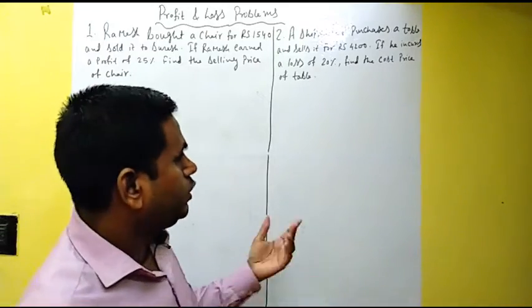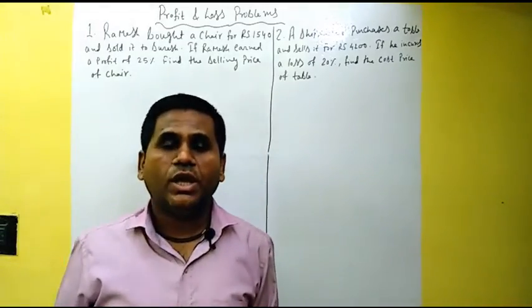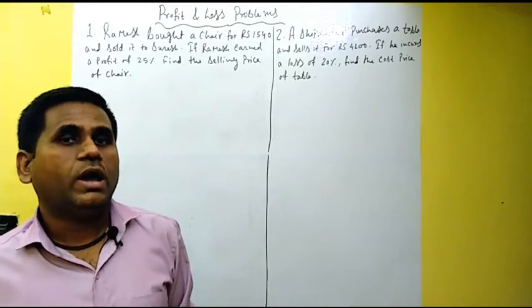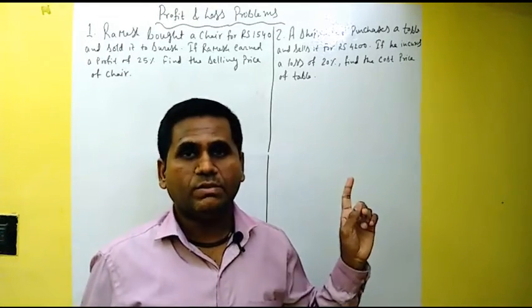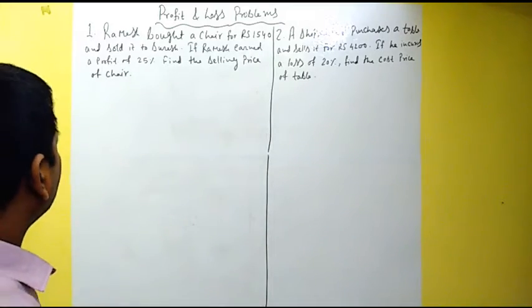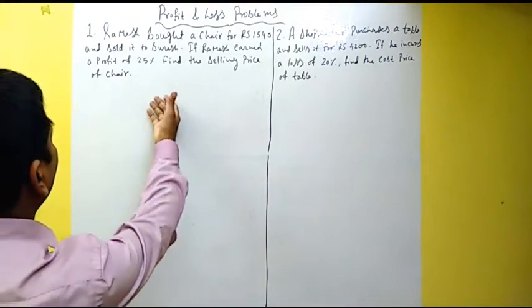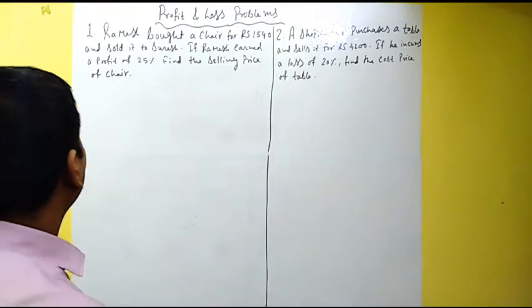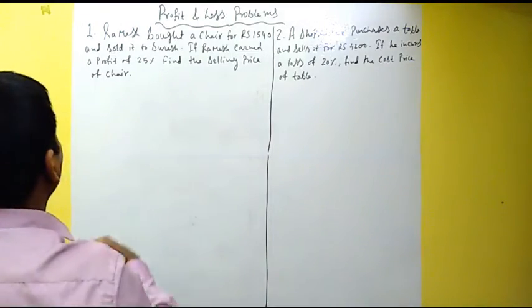In the previous video, we have learned the formulas and concept. If you have not watched the previous video, I will share the link with you in the I button or in the description. You can go ahead and watch that. Using that concept, we can directly use the formula to solve this problem. Here we have to find the selling price of the chair.